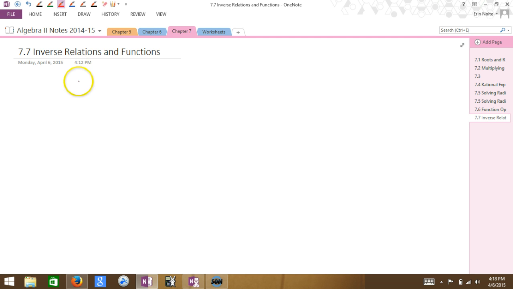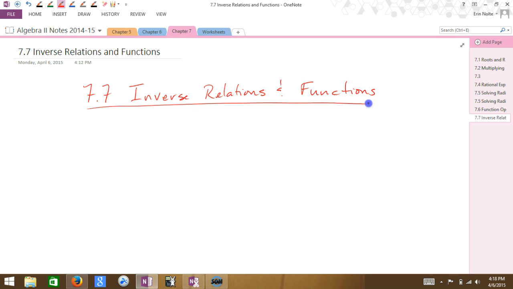So today's lesson is 7-7, and it is inverse relations and functions. I think the best way to show you how to find an inverse of a function is to just show you an example. Okay, so let's do example 1. Let's say that our function is y equals negative 3x plus 1.